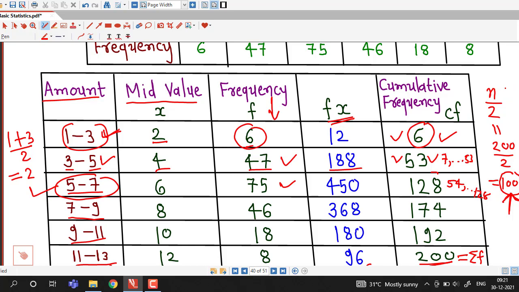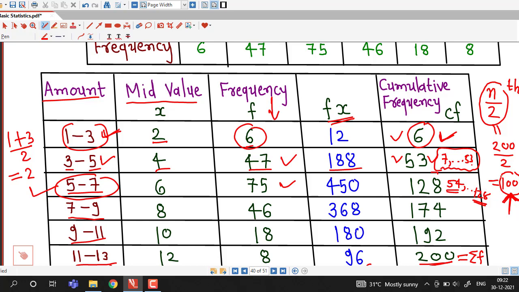Again I repeat, to decide the median class, we find the class which contains the observation at the n by 2th position. Here the value of n by 2 is 100, so we are interested in the class which contains the observation at the 100th position, and we can decide that from cumulative frequency. In the first class we have observations up to position 6. In the second class, observations from positions 7 to 53 are there, and in the third class, observations from position 54 to the 128th position.